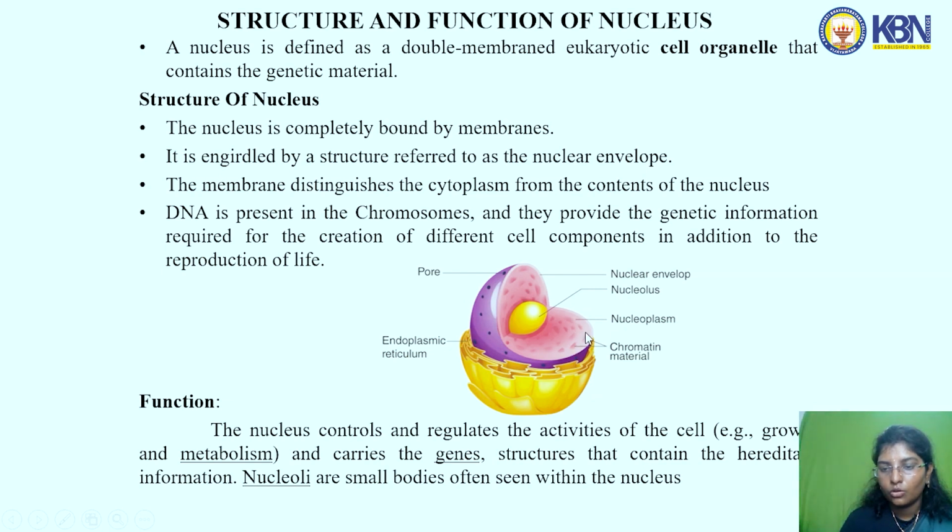These are the chromosomes, chromatin material, which means the genetic material called chromosomes. In the chromosome, we can observe the DNA, which is the genetic information that can be transferred from one parent to the other. The nucleus controls and regulates the activities of the cell like growth and metabolism, and carries genes, structures that contain the hereditary information. Nucleoli are the small bodies that are often seen within the nucleus.